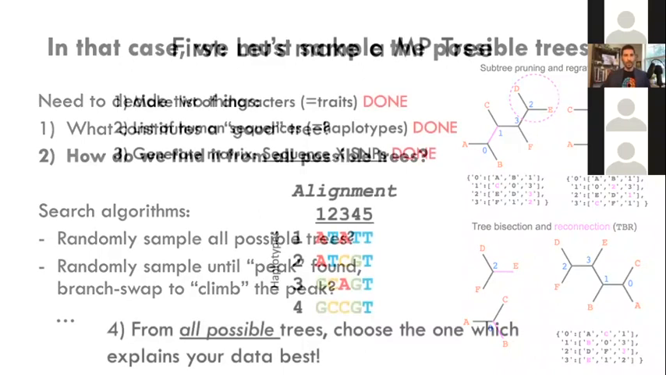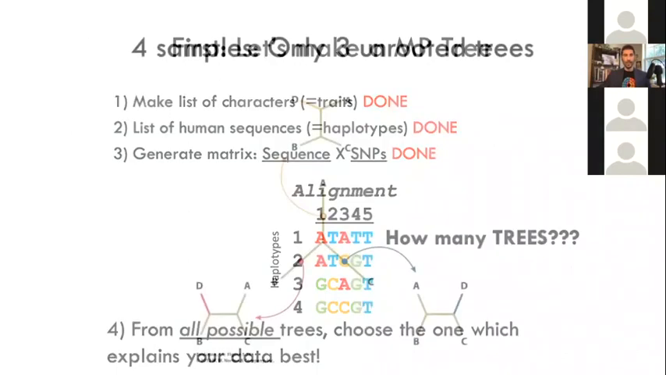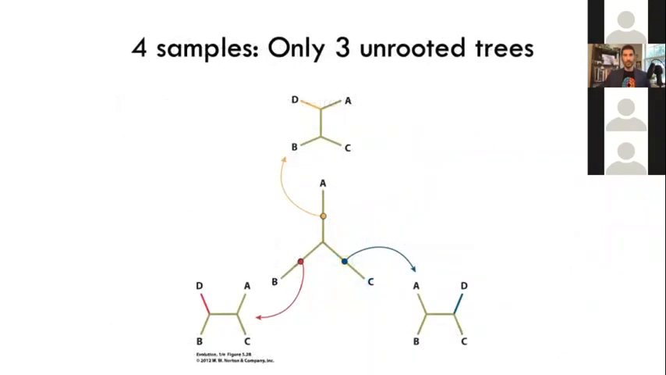All right, so let's make a maximum parsimony tree. We have our characters, we have these 5 different nucleotide positions, we have our haplotypes, haplotypes 1 through 4, we have our matrix shown here in color. So we have to find from all possible trees the best tree that supports the data. How many trees? Well, in this case, like we said, there's only 3 possible trees.